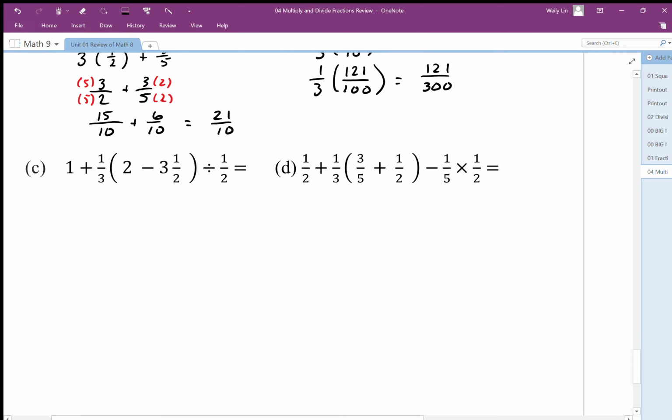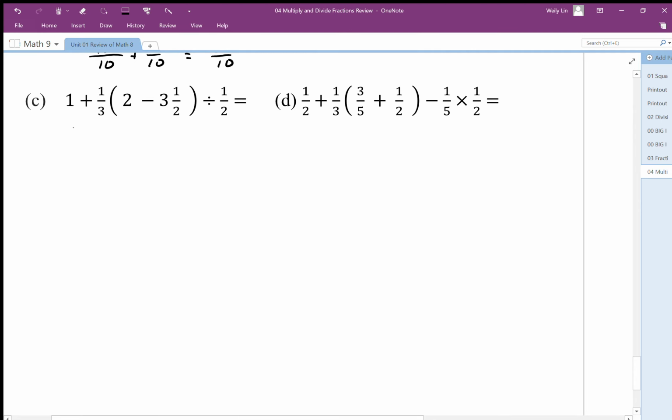For the next one here, we want to again do the brackets first, so make sure that we write down all the parts that we are not working on. I'm going to convert this mixed number here, 3 and 1/2, into an improper fraction. I'm also going to convert the 2 into an improper fraction with a denominator of 2. So I end up with 4 over 2 minus 7 over 2. I'm going to convert the division into multiplication to make sure that I don't forget to do that.